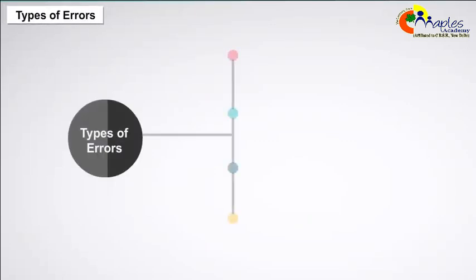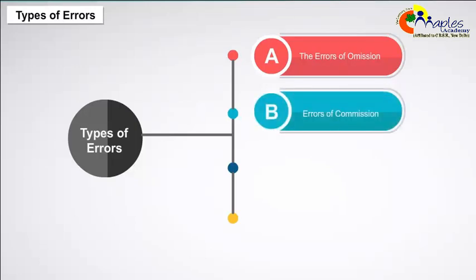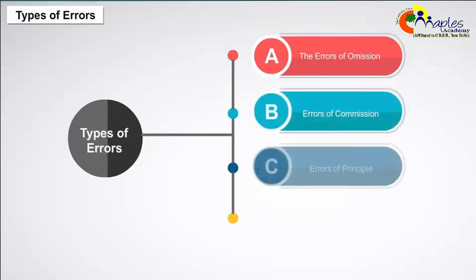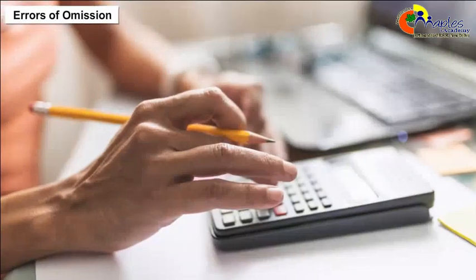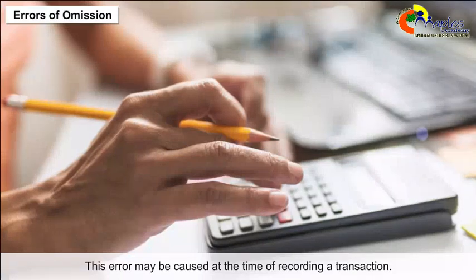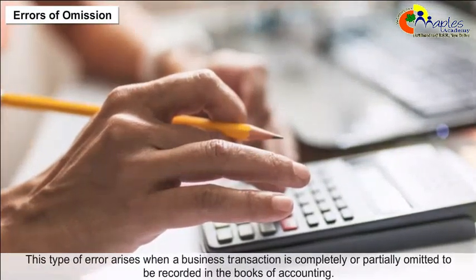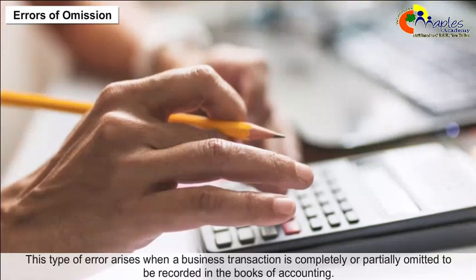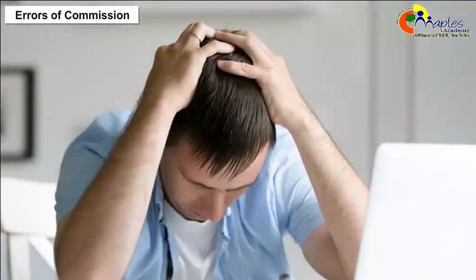Types of errors. The errors are classified into: A. Errors of omission. B. Errors of commission. C. Errors of principle. D. Compensating errors. 1. Errors of omission. This error may be caused at the time of recording a transaction. This type of error arises when a business transaction is completely or partially omitted to be recorded in the books of accounting. 2. Errors of commission.